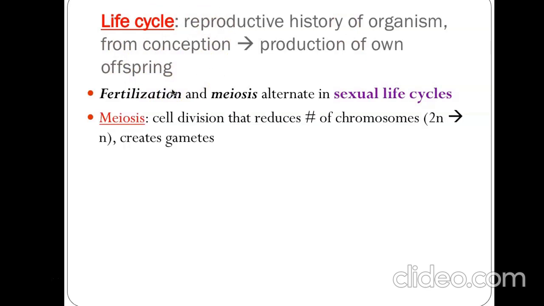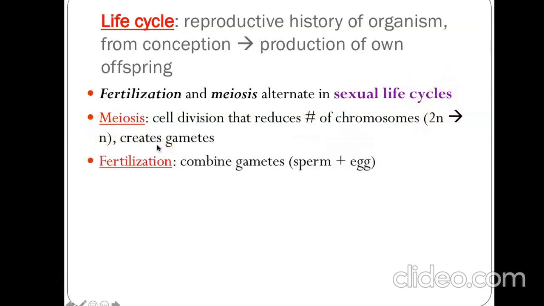Fertilization and meiosis alternate, all right, in the sexual life cycles. Meiosis is the cell division that reduces the number of chromosomes from diploid to haploid. So what I need you to know here is obviously this definition, but I need you to know, what is this 2N and what is this N right here? The 2N becomes N. 2N means diploid, both sets of chromosomes from both parents. N means only one set of chromosomes. So 2N is diploid, N is haploid, all right? And gametes are haploid.